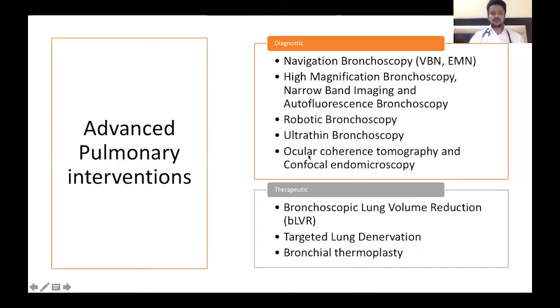If we discuss the advanced pulmonary interventions, we have too many, like navigation bronchoscopy, either VBN or EMN, high magnification bronchoscopy, narrow band imaging, and autofluorescence bronchoscopy. Other than this, we have robotic bronchoscopy, ultrathin bronchoscopy, optical coherence tomography, and among the therapeutic ones, bronchial thermoplasty and bronchoscopic lung volume reduction, which we used to do in AIIMS New Delhi. But for this presentation, I will just stick to the basics of pulmonary medicine so that all physicians and practicing doctors can have some benefit from my lecture.